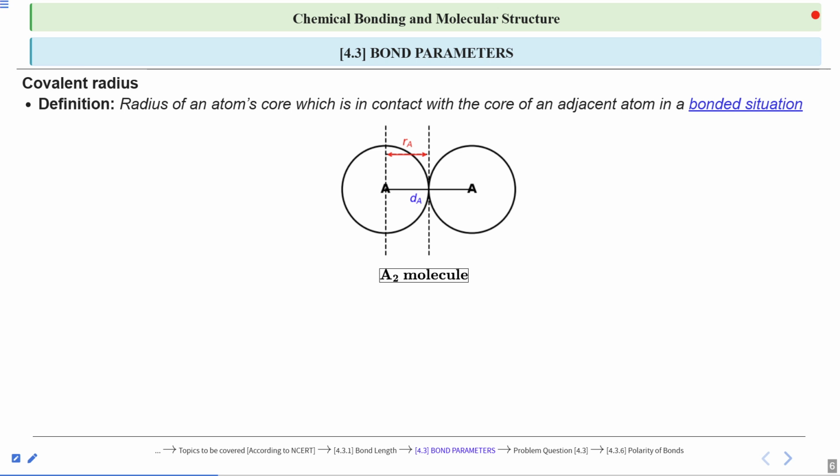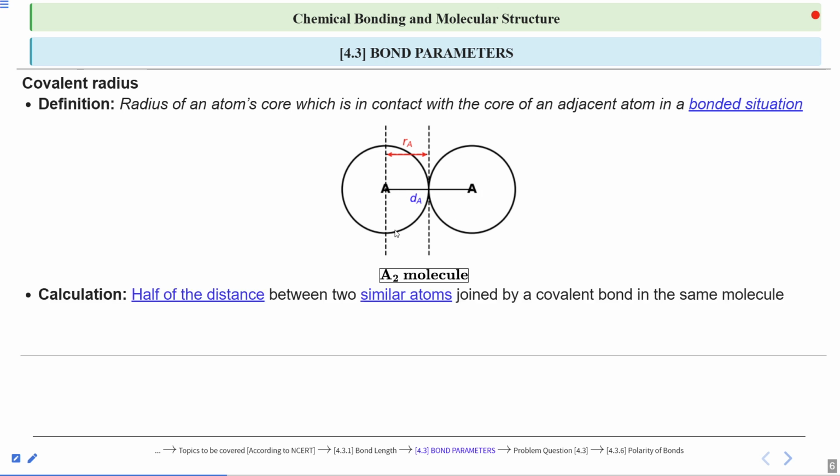Suppose we are calculating the radius RA. How will we calculate it? We will take a molecule A2 in which A and A are identical and they are bonded, and dA is the distance between their cores. Then how will we calculate the covalent radius? It will be simply half of the distance between two similar atoms. Remember, you can only take the half distance when the distance is between two similar atoms, as is the case here, A and A.